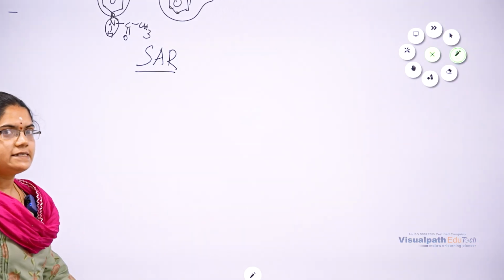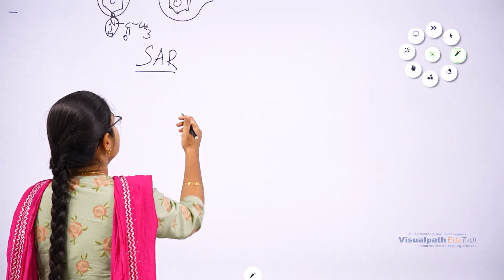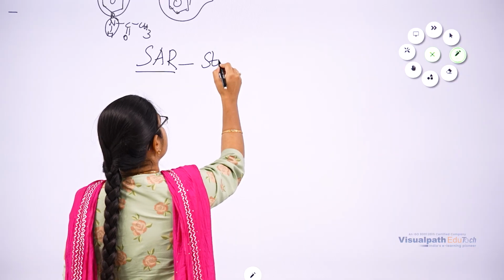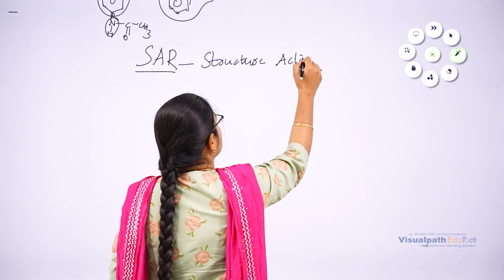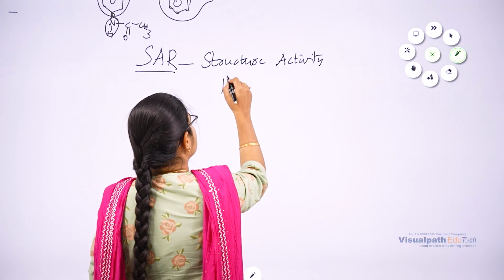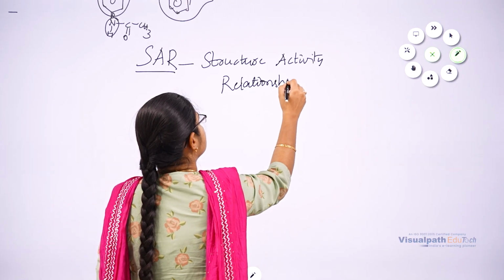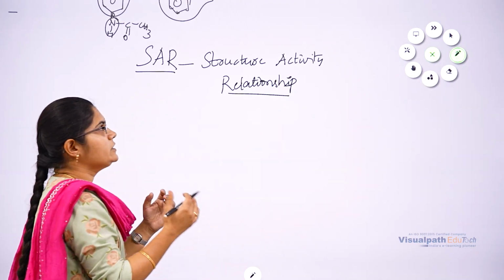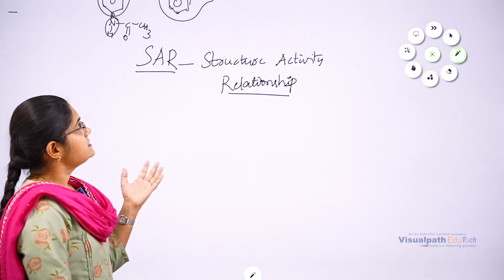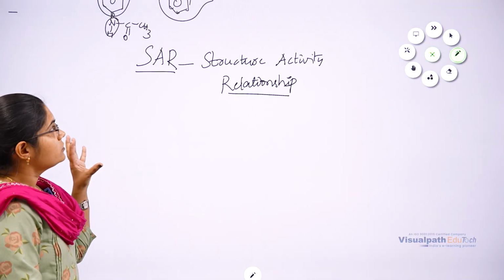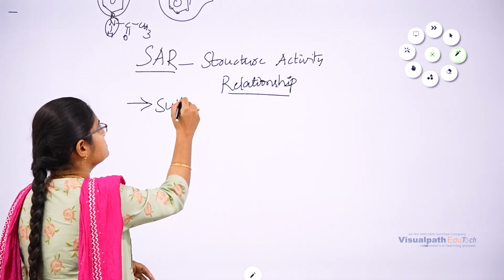Next, we'll talk about SAR studies. So, SAR is structure activity relationship. What do you mean by SAR? It is structure activity relationship. The relationship between the structure of the drug and its pharmacological activity is called the SAR of a drug. The drug we are going to discuss here is sulfonamides.